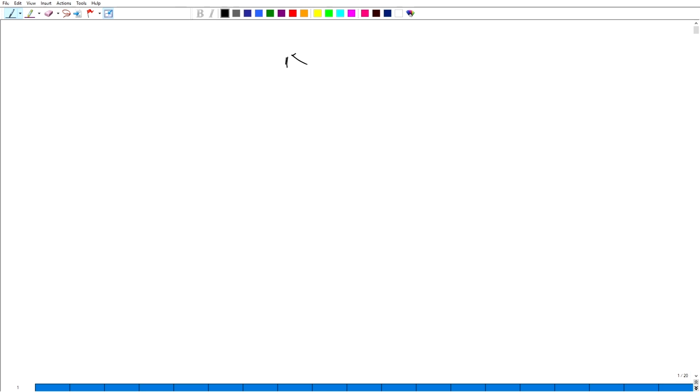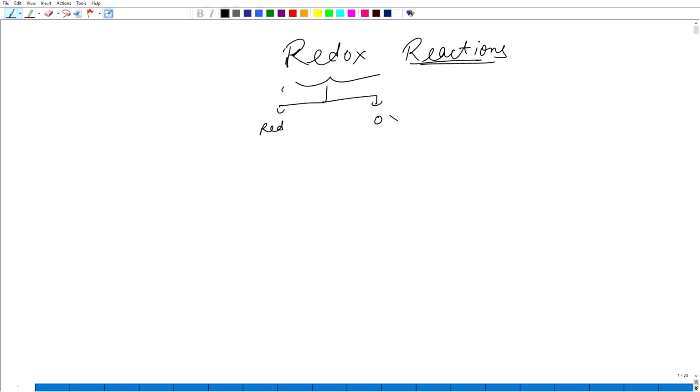The chapter name is redox reactions. Now, if you want to study any new concept, you first understand the meaning of the chapter or the topic. We have the term redox reactions, and we already know what reactions are. So, let us focus on the term redox, what the term redox means. It actually comprises two parts, one is red, another one is ox. This red means reduction, and this ox means oxidation.